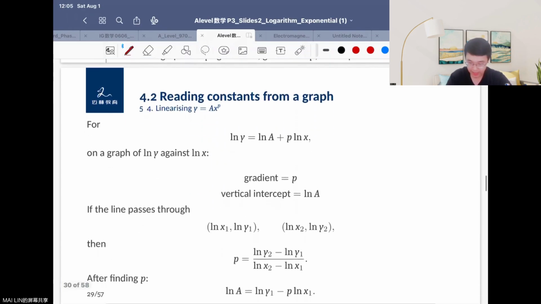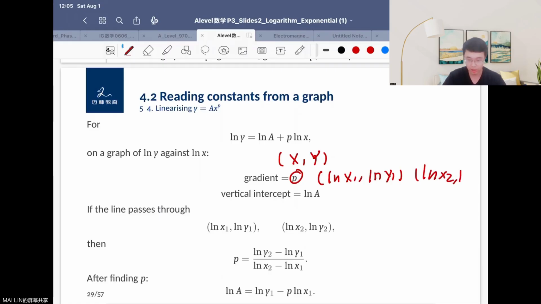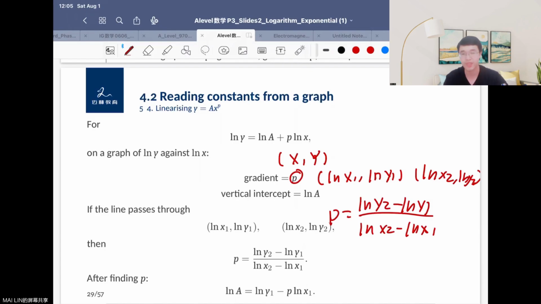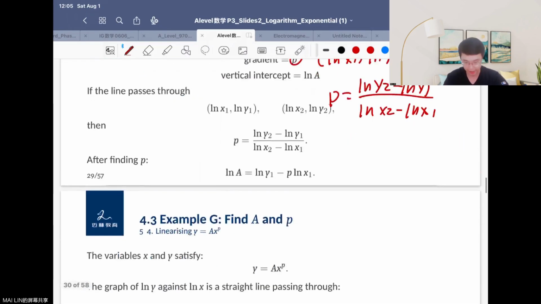Also for this kind of problem, if you want to calculate the gradient p, we can just find 2 points in capital X and capital Y, considered as (log x1, log y1) and (log x2, log y2). So the gradient p equals log y2 minus log y1 over log x2 minus log x1. That is how we can calculate the gradient here.